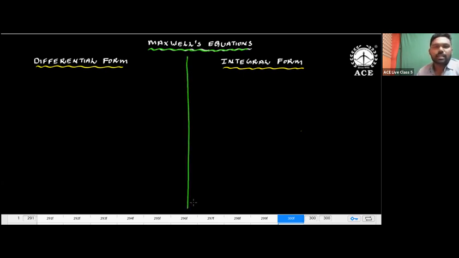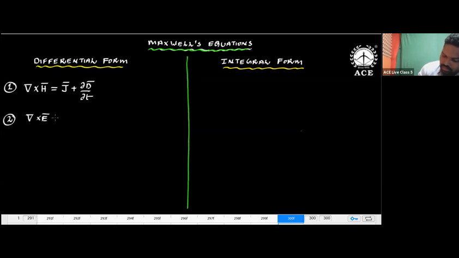There was no numbering given by Maxwell, but we'll follow this numbering. What is the first Maxwell equation? Del cross H is equal to J plus dou D by dou T. Number 2, del cross E is equal to minus dou B by dou T. Number 3, divergence of D is equal to rho V. Number 4, divergence of B is equal to 0.